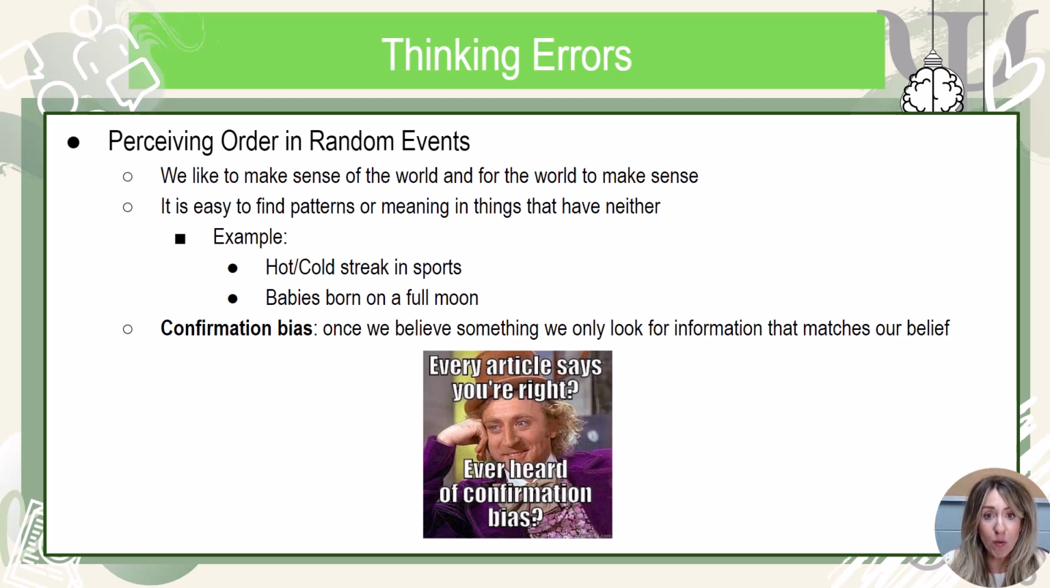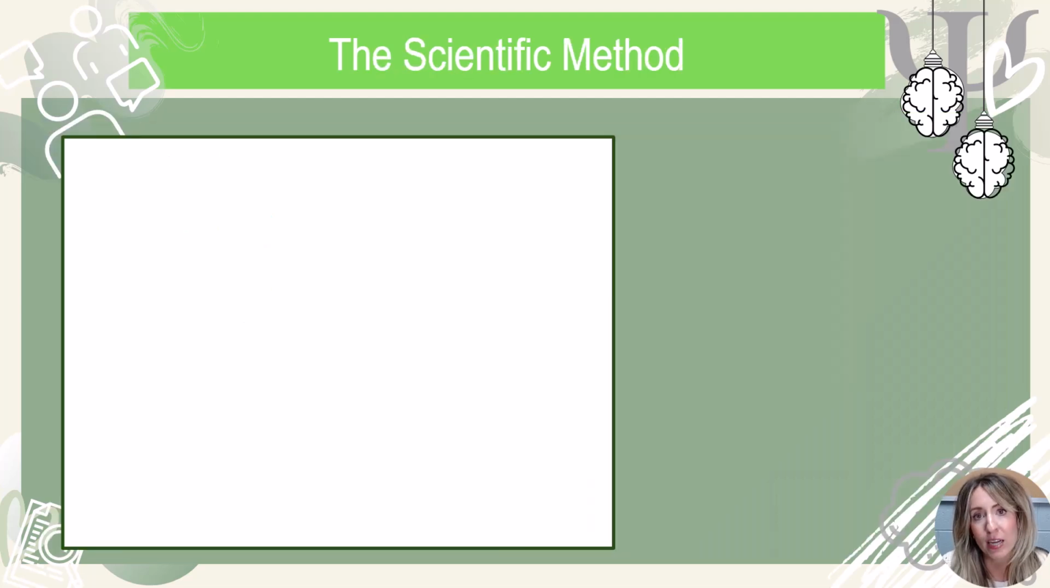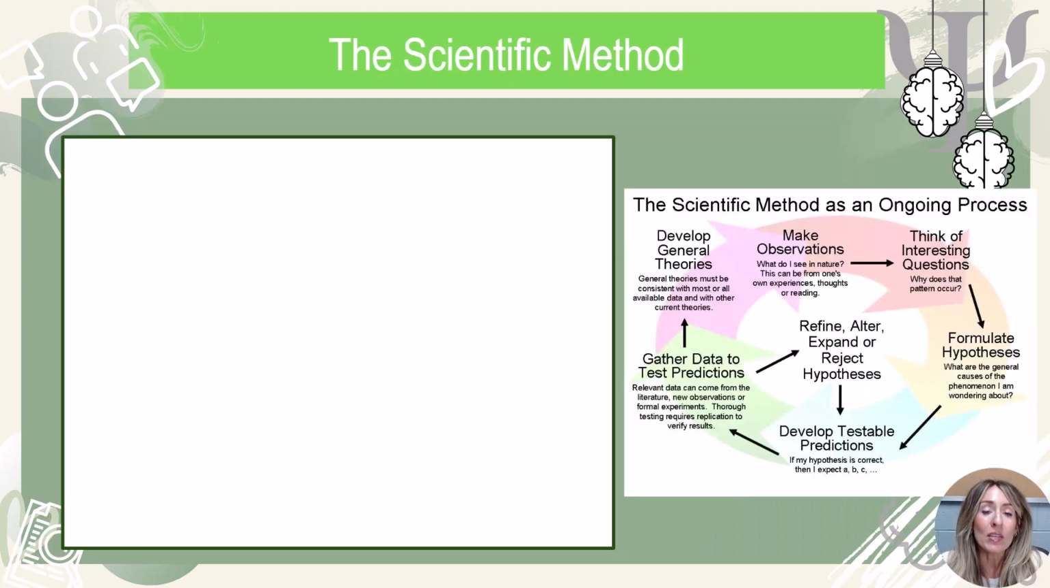Okay, so now that we know some of the errors that we might make, it's important to talk about what kind of method we use to help ensure that these errors don't impact our research. So this is the scientific method. It's not different than what you've learned about in any of your science classes. It's just applied to psychological science. So in studying human beings, the way that they think and the way they act, right?